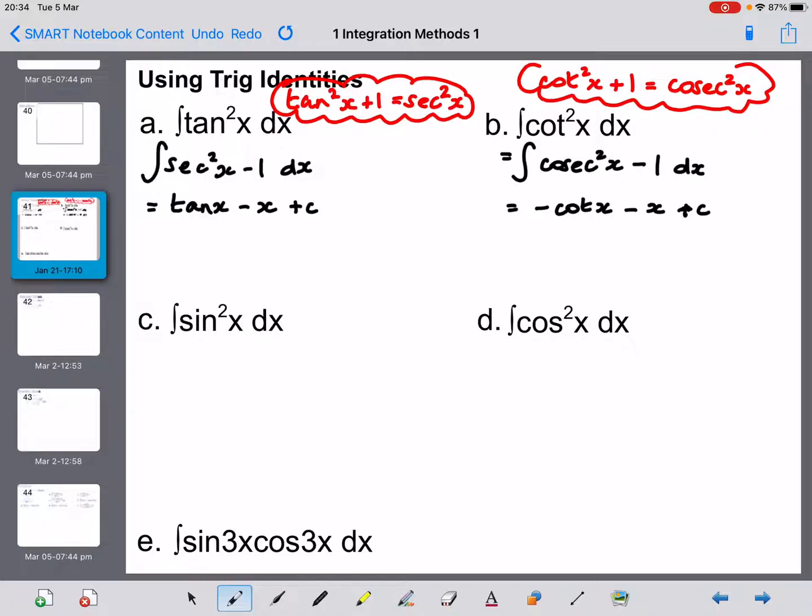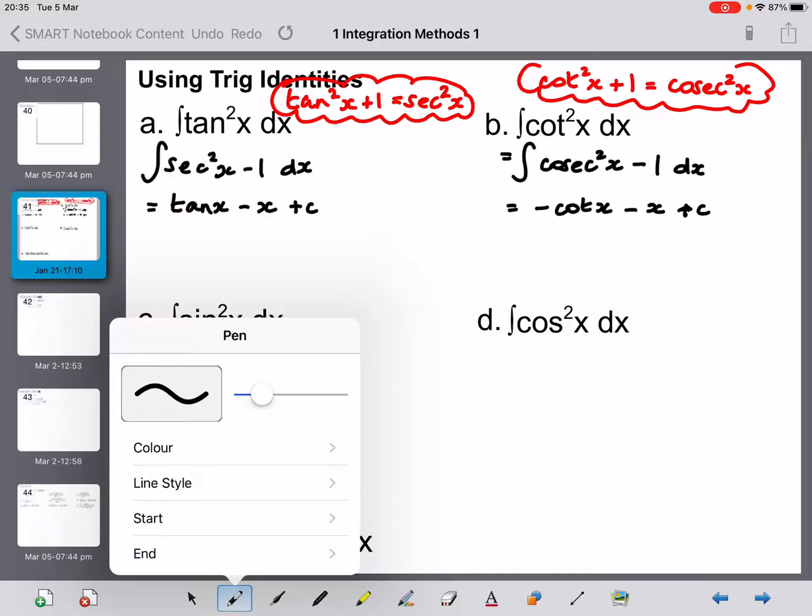For the integral of sine squared and cos squared, a very similar method. If you think about trig identities that involve sine squared, I suspect you're probably all thinking sine squared plus cos squared equals 1, which is true. But that doesn't help us because we also don't know how to integrate cos squared. So that identity is not going to help us. But there is another one. Can you think what it is?